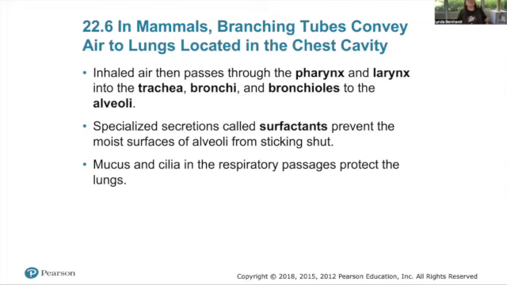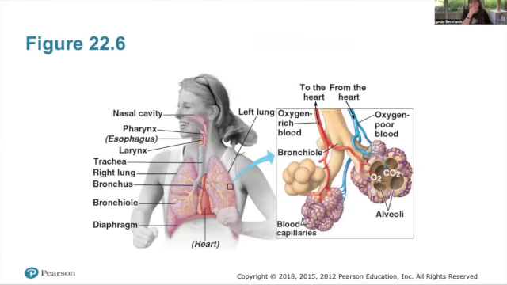So then we have specialized secretions that prevent the moist surfaces of the alveoli from sticking shut to keep it open. The mucus and cilia in the respiratory passage protect the lungs. The cilia is what I was talking about, like the hair-like structures. So here we go. We show you can breathe in through your nasal cavity or through your mouth.